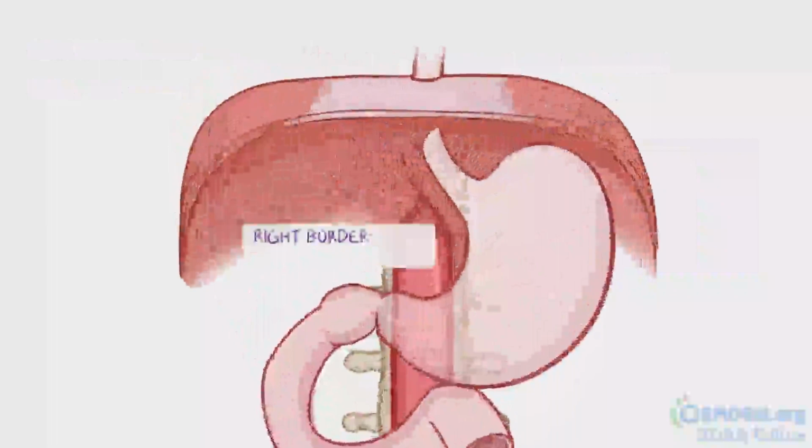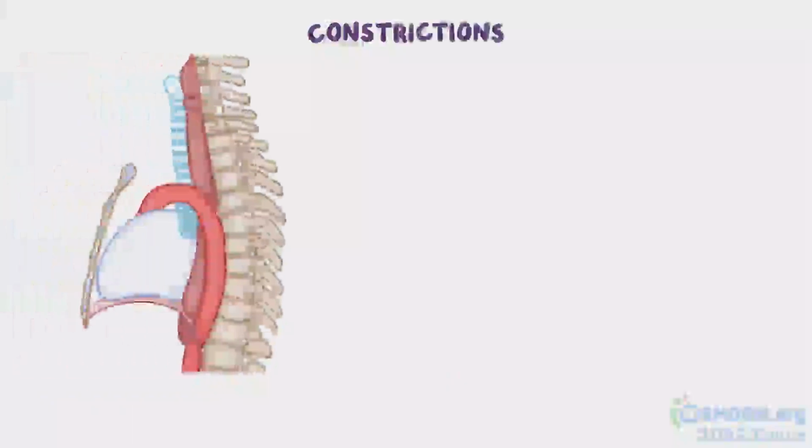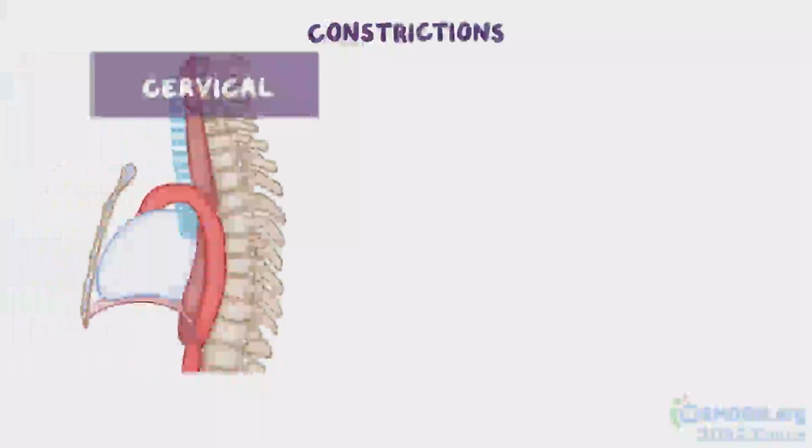The right border of the abdominal esophagus continues with the lesser curvature of the stomach, while its left border will eventually continue with the fundus of the stomach. There are also important points along the length of the esophagus where there are natural constrictions. These constrictions of the esophagus are caused by four structures passing the esophagus as it descends in the cervical, thoracic, and diaphragmatic regions.